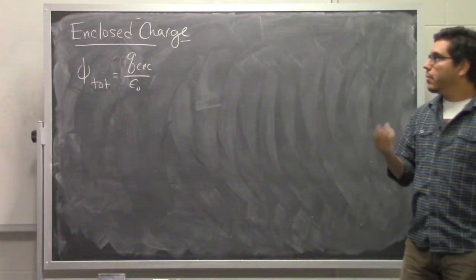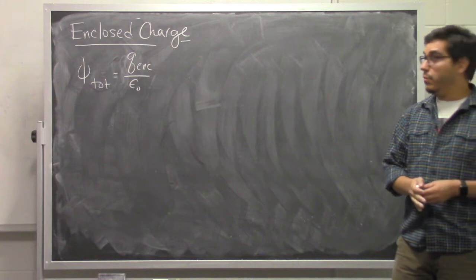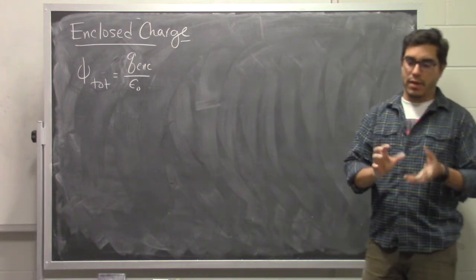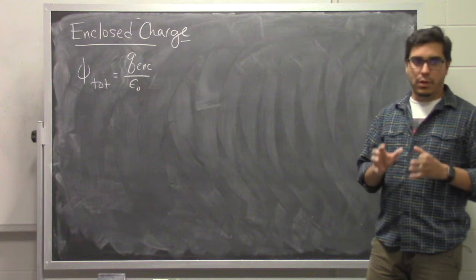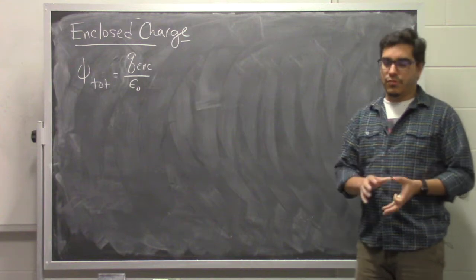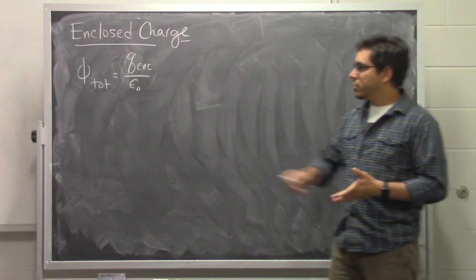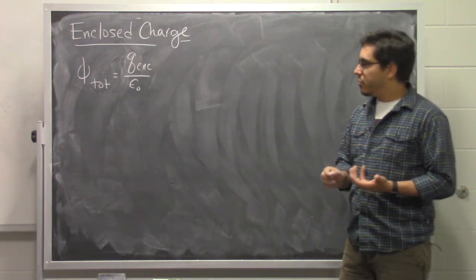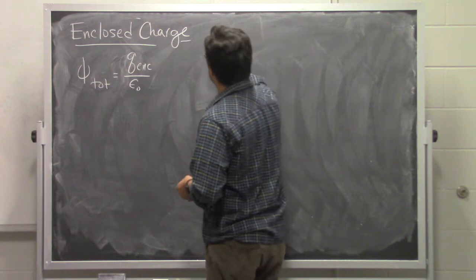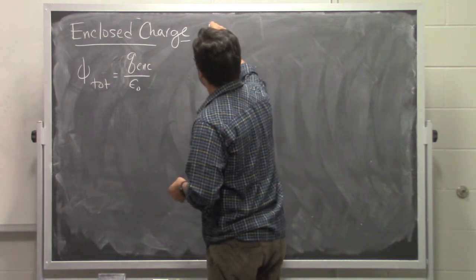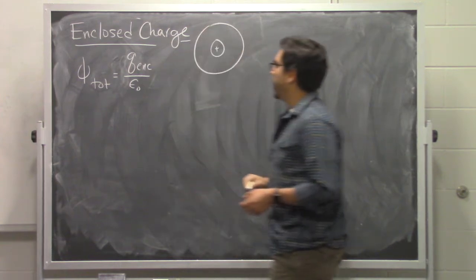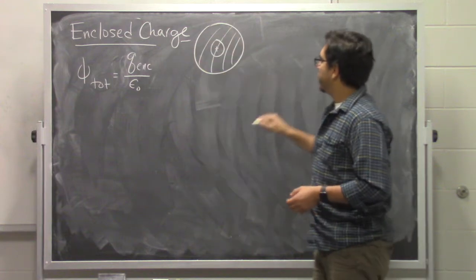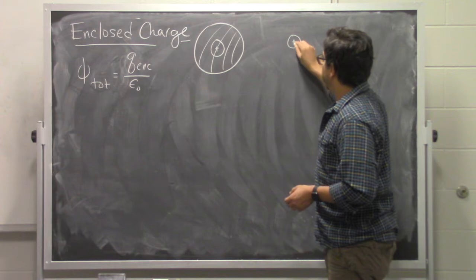In the last video, we derived this really important result, which was that if you take an enclosed space around a charge, the total electric flux through the surface is equal to the charge enclosed divided by epsilon 0. Now that's really interesting because what we derived it for was for a positive charge enclosed by a sphere. But in fact, this result holds for any situation.